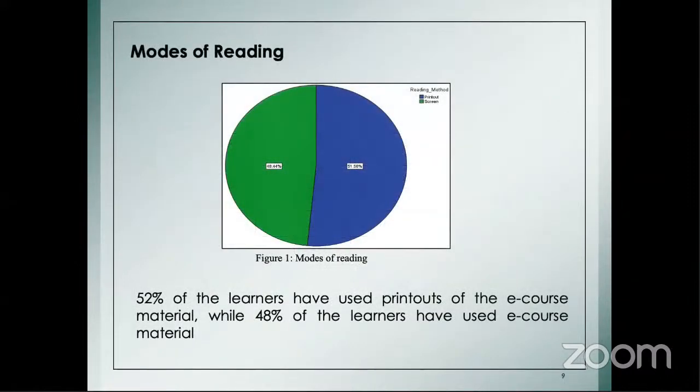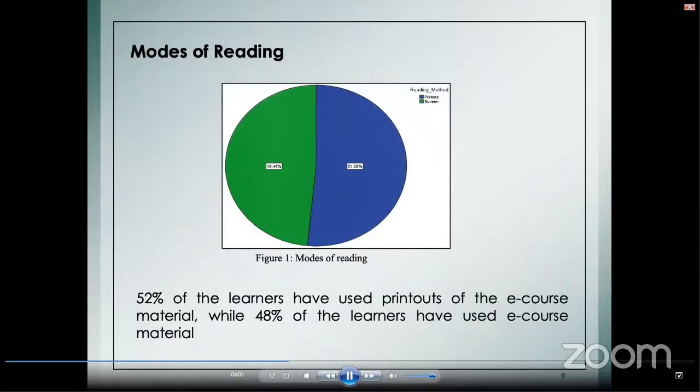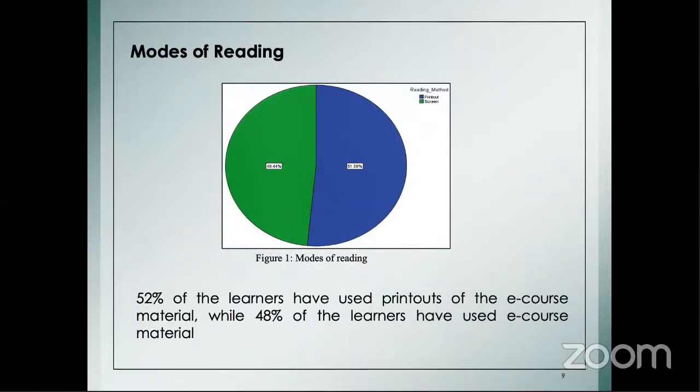You can see figure 1, the mode of reading. 52% of students have used printouts of the e-course material, while 48% of students have used the e-course material. So approximately equal numbers of students have used both printed materials and the e-course material.